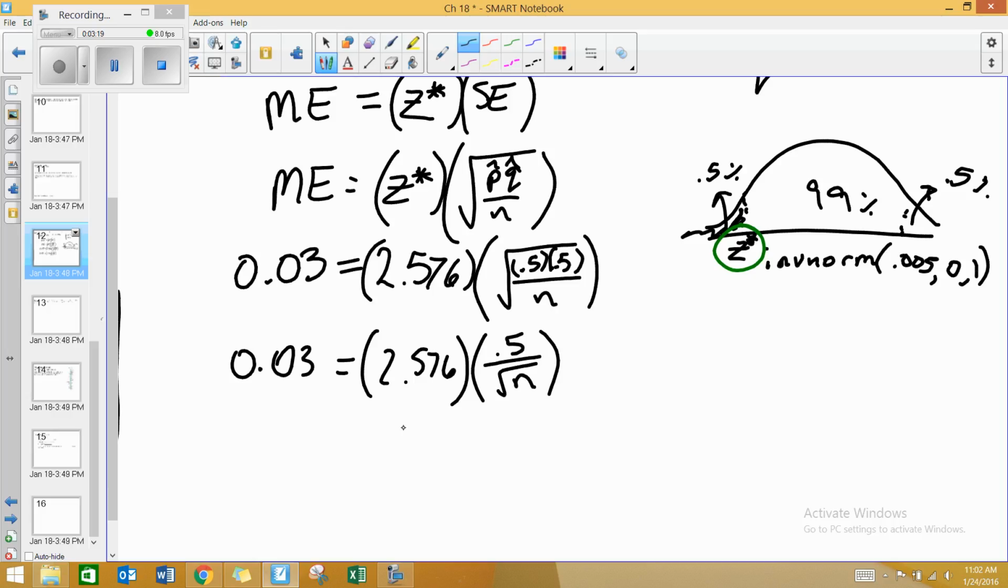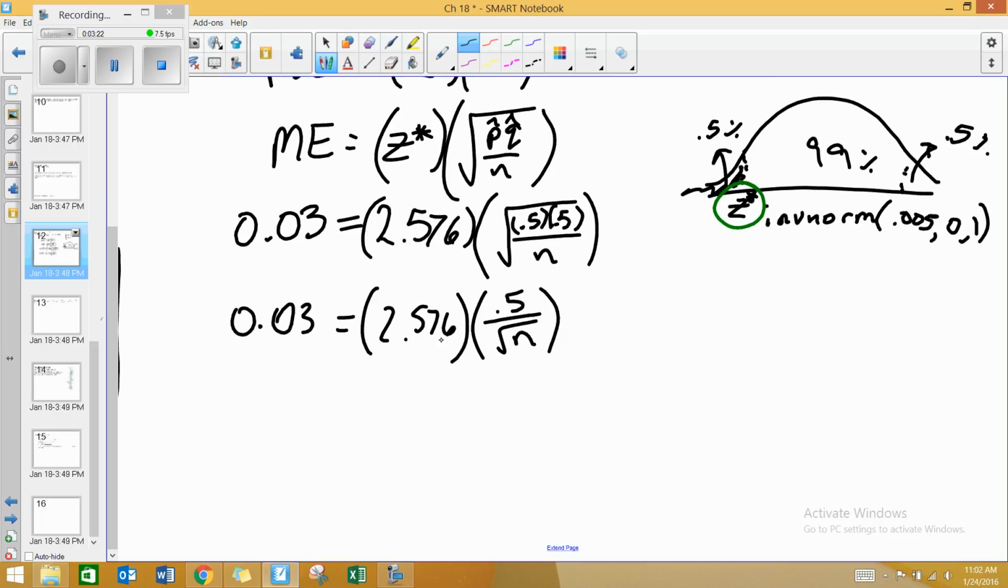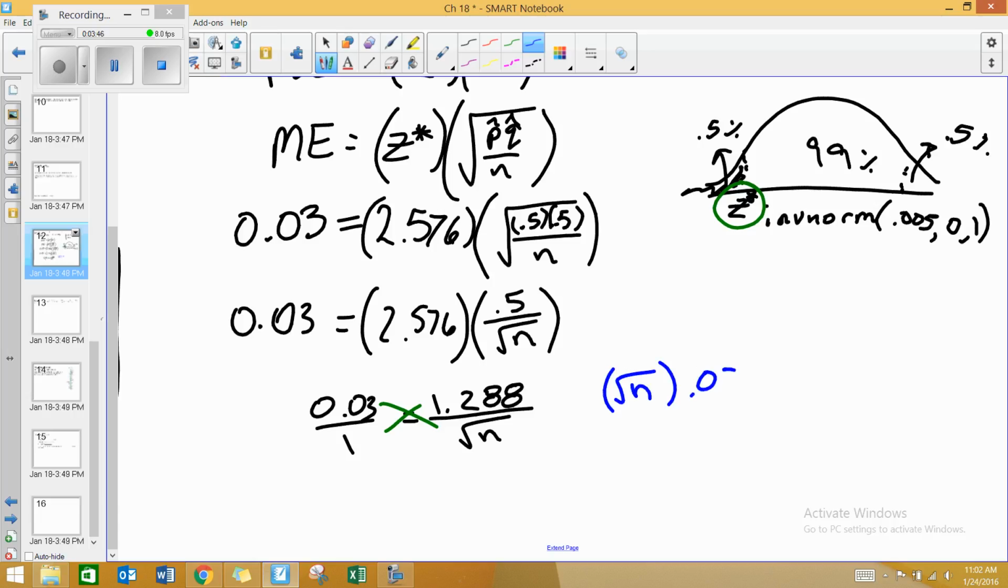All right, from here, we have 2.576 times 0.5, 1.288 over the square root of n is equal to 0.03. I'm going to go ahead and cross multiply. Again, there would be a couple different ways you can approach this, but this gives me the square root of n times 0.03 is equal to 1.288. Divide both sides. That gives you the square root of n equals 42.930.